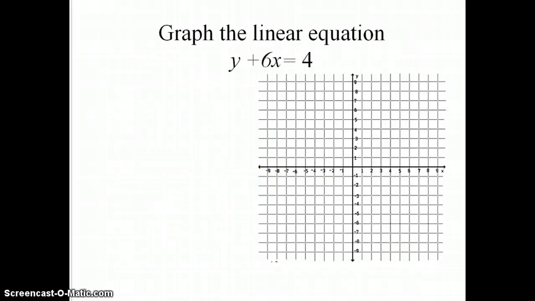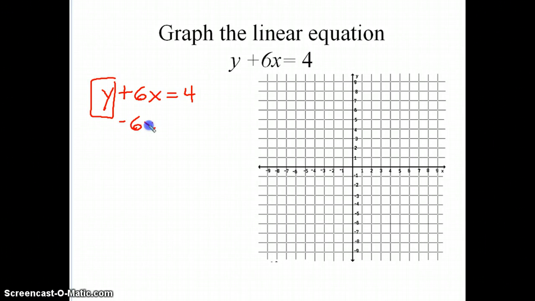Going on to our first problem. I'd like you to graph the linear equation y plus 6x equals 4. We have a little bit of difficulty from the other day because I cannot pick out the y-intercept and the slope because it's not in slope-intercept form. So I'll start by rewriting the equation, y plus 6x equals 4, and I need to get it in slope-intercept form. I need to get this y all by itself.